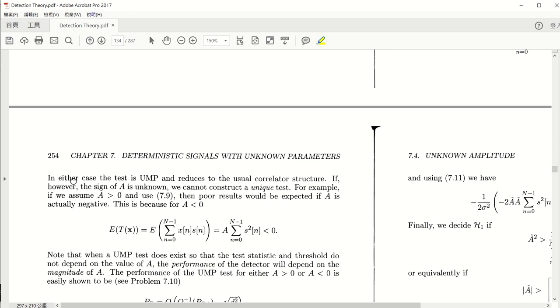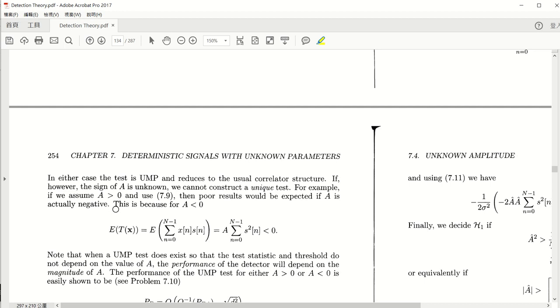In either case, the test is a UMP, uniformly most powerful detector, and reduces to the usual correlator structure. Remember that we say correlation. It becomes a correlator structure. If, however, the sign of A is unknown, we cannot construct a unique test. For example, if we assume this and use this, then poor result will be expected if A is actually negative.